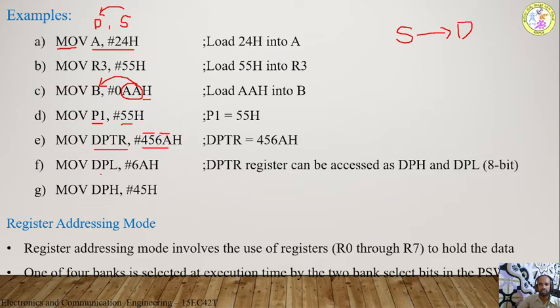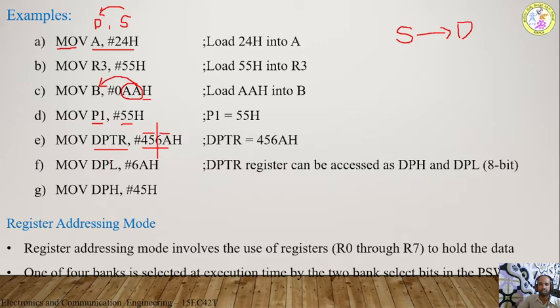And similarly, DPL, comma 6A and DPH, comma 45. Instead of writing 16-bit at a time, we can split this into two separate 8-bit data. 6A will be taken separately and that will be moved to DPL, and 56 is taken separately, that will be moved to DPH. We know DPTR is a 16-bit register.